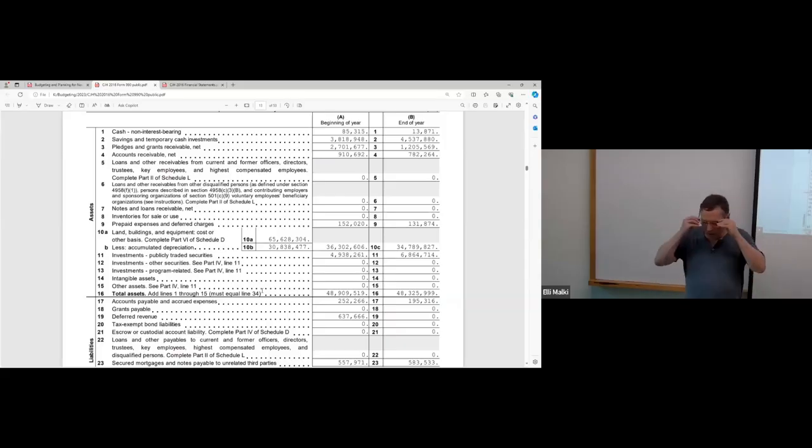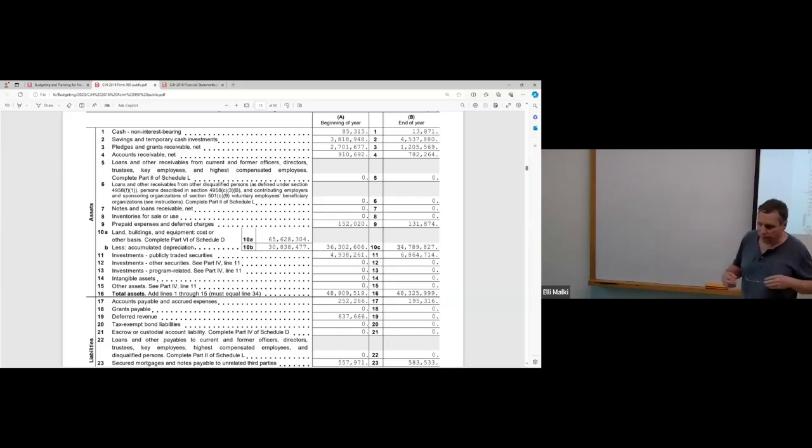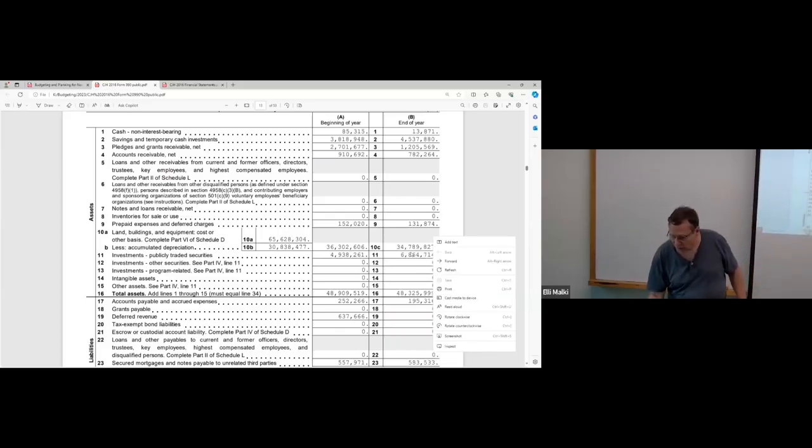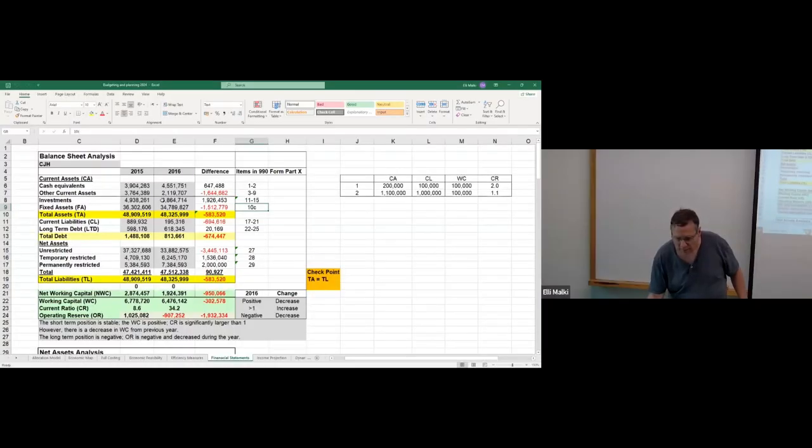Now, if you look at line 10, you can see that we have 10A, 10B, and then a reference to 10C. The number that we use in our Excel is what we see in 10C. So we enter the value for the end of this year, 34,789,000. First of all, let's see that we get the right number. So for fixed assets, this is the number that we use.